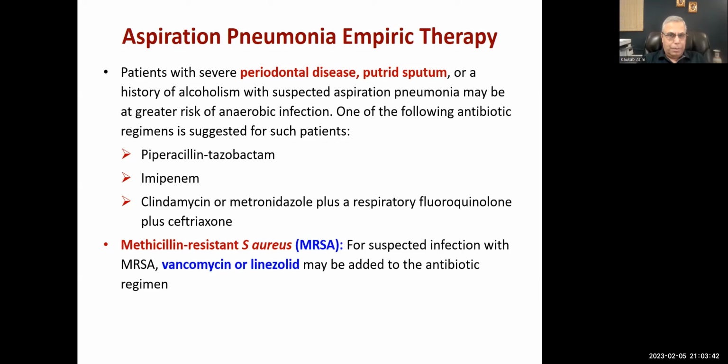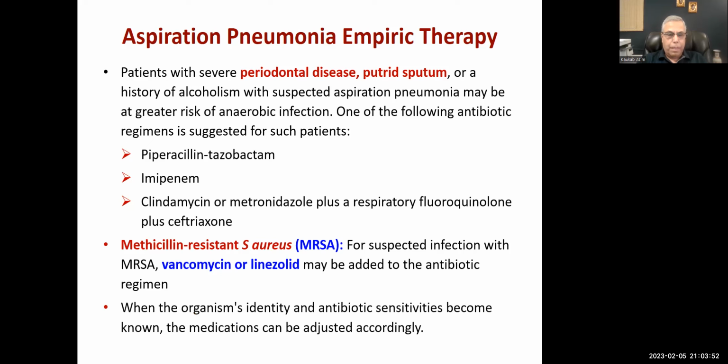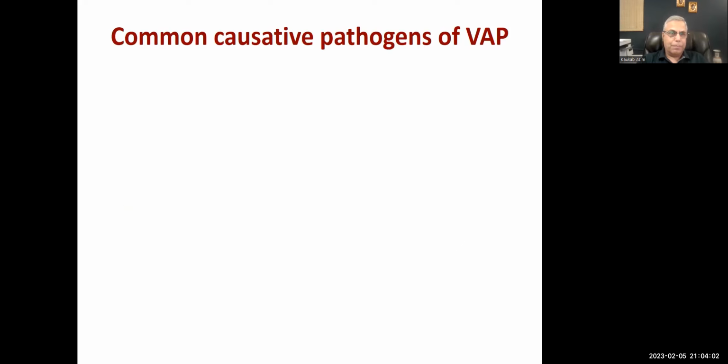Okay, so methicillin resistance, we have already seen that vancomycin or linezolid may be added to the regimen. So the treatment, if the patient is serious or pneumonia is severe, then obviously the treatment becomes a little bit more difficult, okay? And when the organism's identity and antibiotic sensitivities become known, medications can be adjusted according to the result of culture and sensitivity.